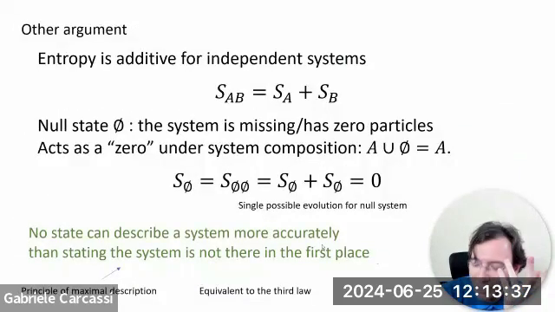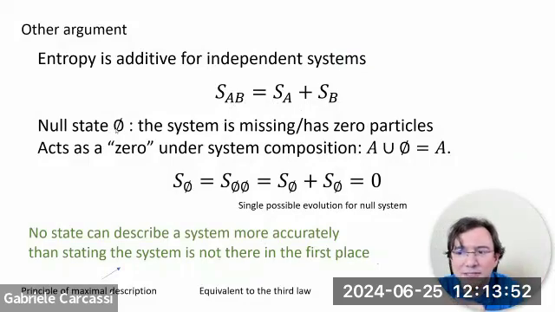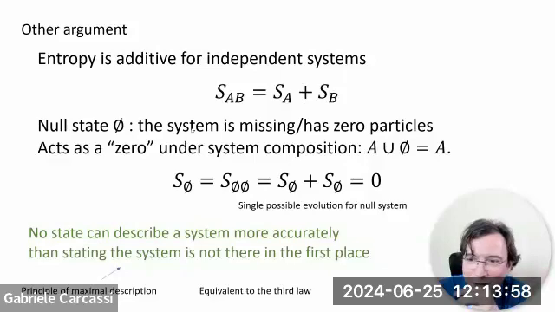We're happy, but we can also make other arguments for why the minimum entropy has to be 0. One of the things that we said is that the entropy is additive for independent systems. So S of the composite system A and B has to be equal to the sum of the entropies. We can have a null state or a null system, a system that is missing, like there is nothing there. It's a 0 number of particles and so on. And this acts as a 0 under system composition, because if I composite system A with nothing, I still get A. So what you basically can show is that the entropy of nothing is equal to the entropy of nothing composed to nothing, which means it's twice the entropy of nothing, therefore the entropy has to be 0.